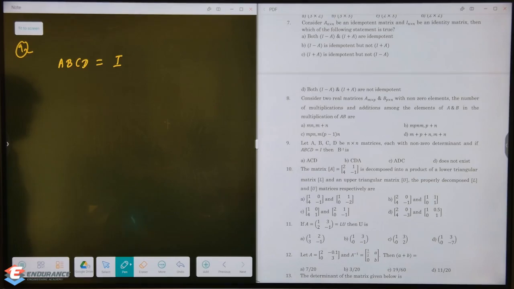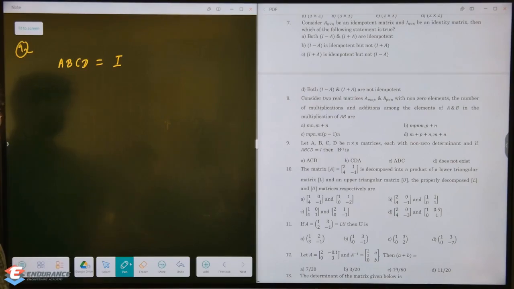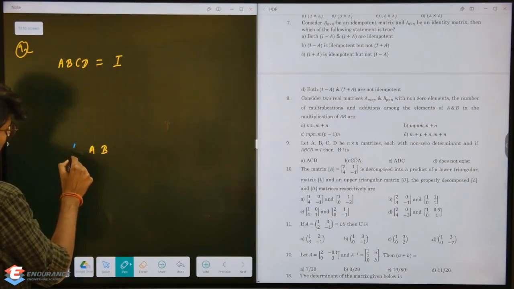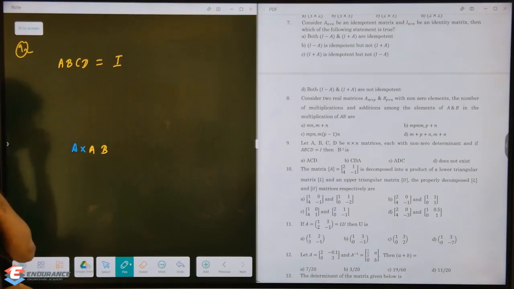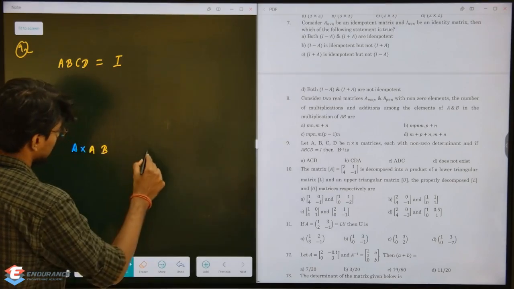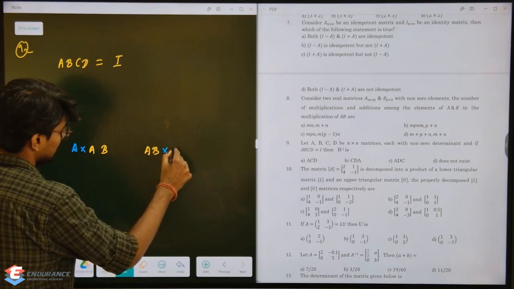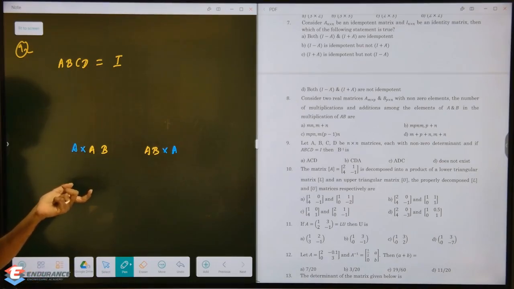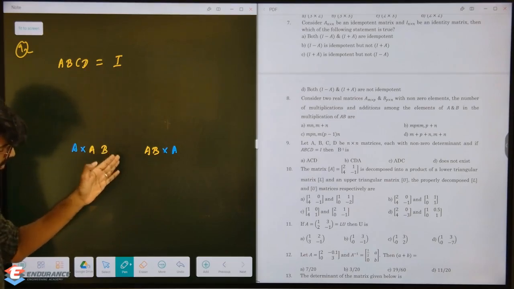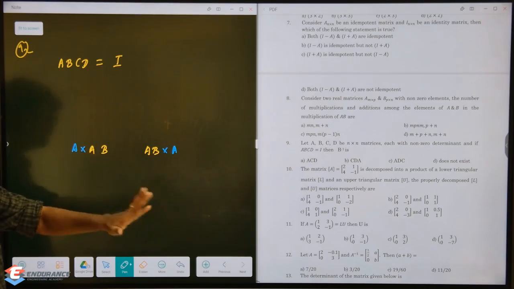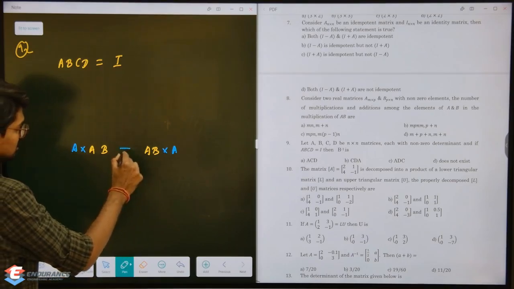No, it is not right. They are asking us to find out B inverse, right? As far as matrices are concerned, if I take AB and multiply with a matrix A on the left-hand side, or multiply with matrix A on the right-hand side, these two are not equal. In normal multiplication, they are fine: A into AB will be equal to AB into A. But in matrix multiplication, they need not be same always. They may be same sometimes, but need not be same always.